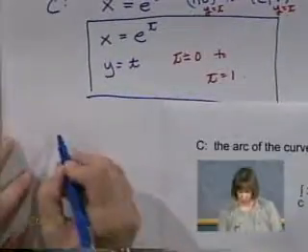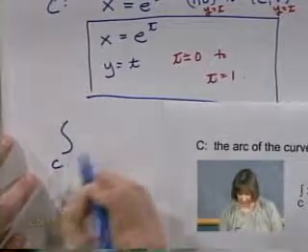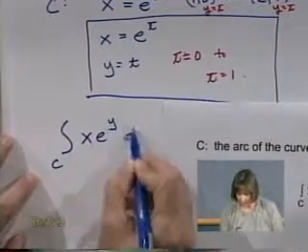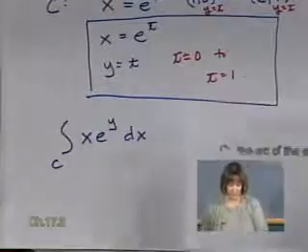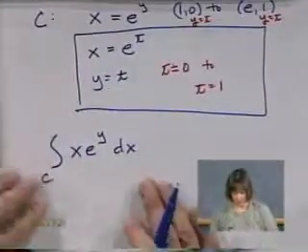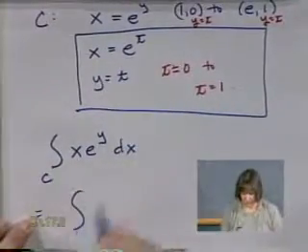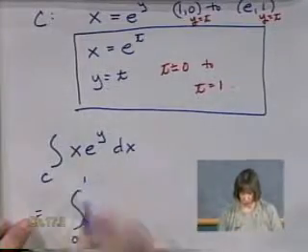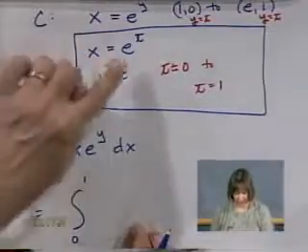Let me just put the integral right here. We're doing the integral over C of x e to the y dx. Okay, I'll just put it right there. So what do I do? I look at my parametric representation. I have t ranging from 0 to 1. What's x? x is e to the t.